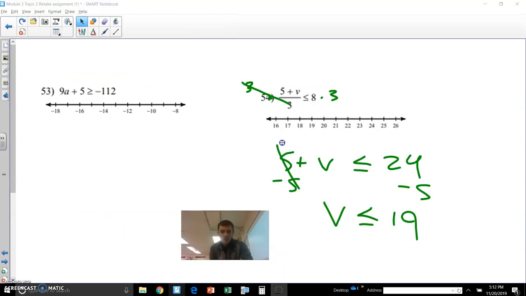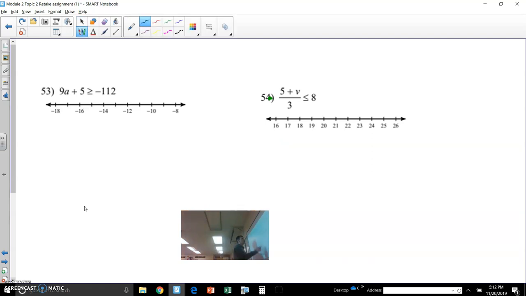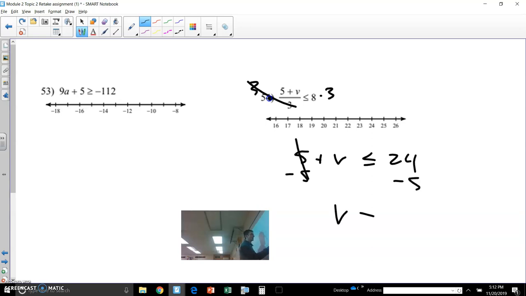Let's try number 54 next. I want to walk through that with you. So this entire side is dividing by 3. So I want to start by multiplying 3 to the other side. So 5 plus v is less than or equal to 24. And then subtract 5 from the other side to see that v has to be less than or equal to 19. Remember, subtracting does not flip the sign, only multiplying or dividing by a negative would do that.